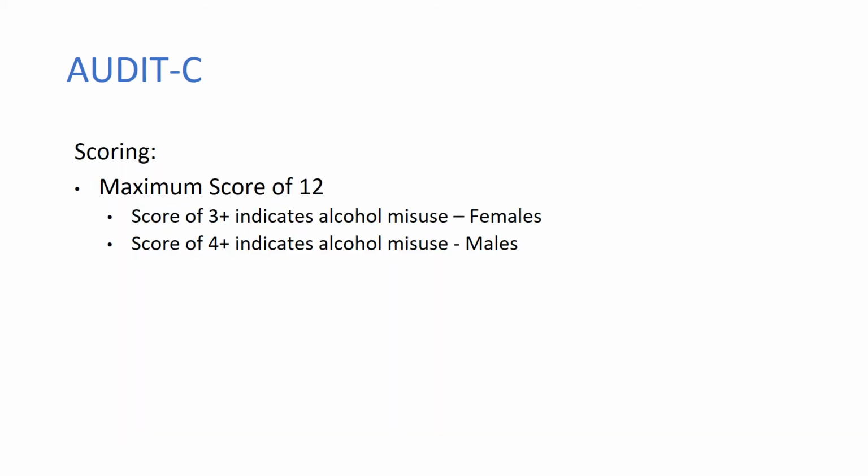So unlike the single question screener, where 1 day of drinking is a positive score, this has a maximum score of 12, and a score of 3 or more indicates alcohol misuse for females, and 4 or more indicates alcohol misuse for males. So that's how you go about screening. If you do have a score of 3 for females or 4 for males, you're going to move on to the AUDIT.